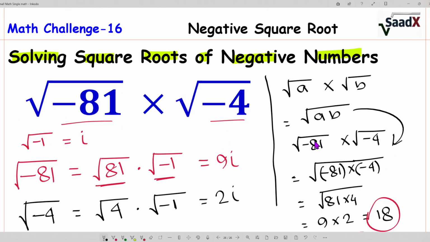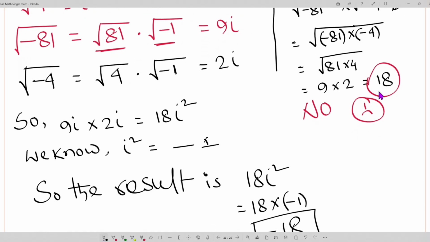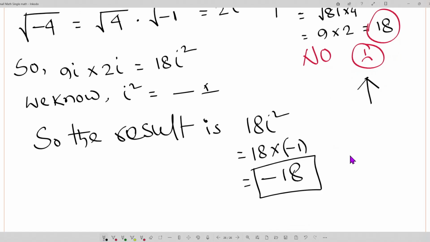So what do you think? If you follow this rule, it's okay, but for negative roots you should be careful about the imaginary number. I hope you are clear on this one. Most students will make mistakes. So from now you will not make any mistake. So our answer is minus 18.